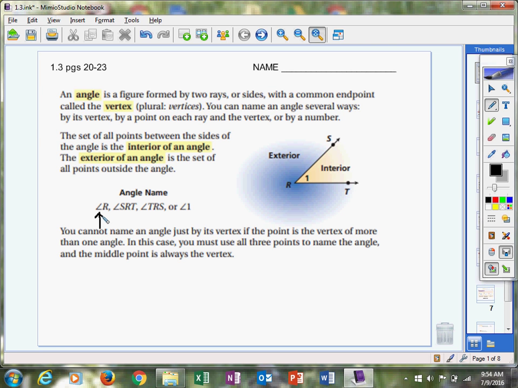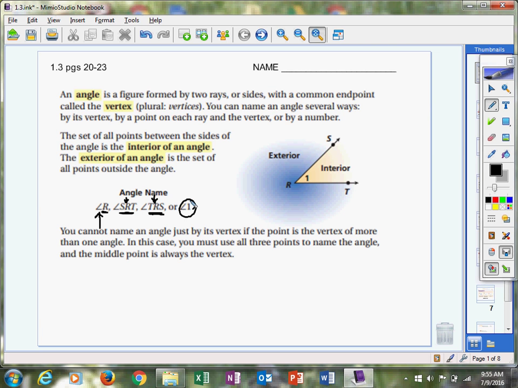So angle R, you could use just the vertex itself, that's fine. You can use the three letters, SRT, with R being your vertex, which must be in the middle, or you could call it angle TRS. Again, R being your vertex, must be in the middle. Or you can call it angle 1, if they have numbered the angles. So there are several ways you can write it.